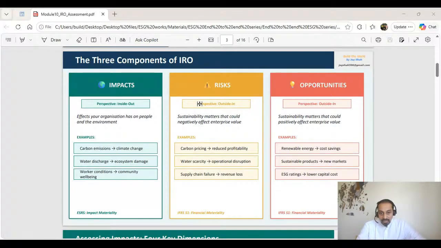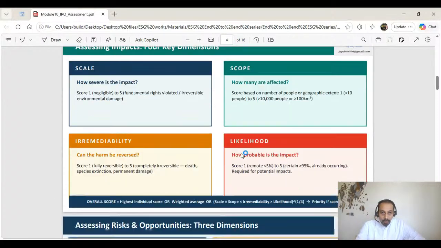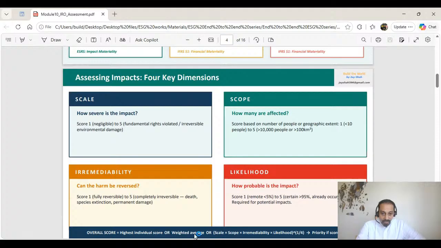So the reason I am spending so much time on this particular definition is that your management response and your disclosure will be very different depending on whether you are dealing with an impact, risk, or opportunity. I hope you understand the IRO, which is impact, risk, and opportunity. Now we will move into assessing the impacts, which covers four key dimensions and is very important.